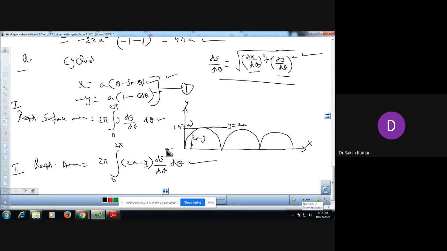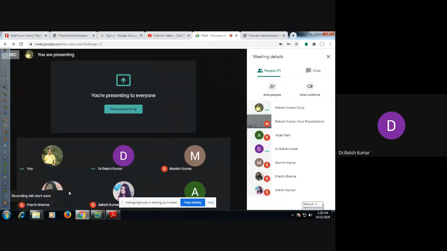So this is all about finding out the surface area of the curve. Now I will ask a question. If you have any doubt or any problem, you can ask. And you will complete this question at home.